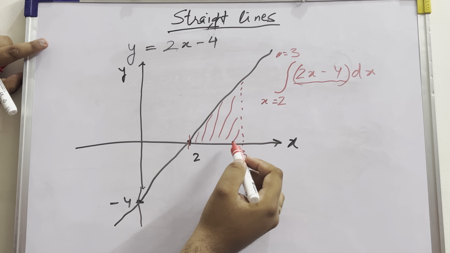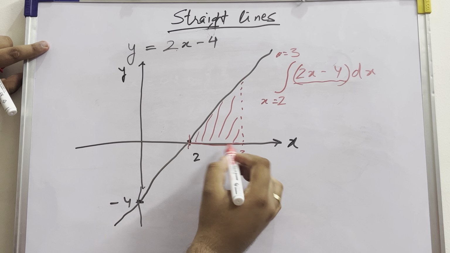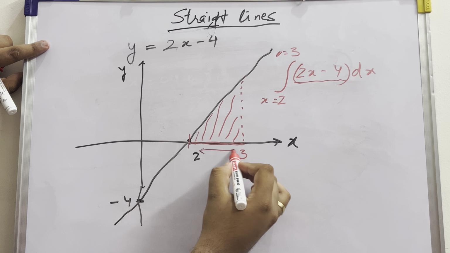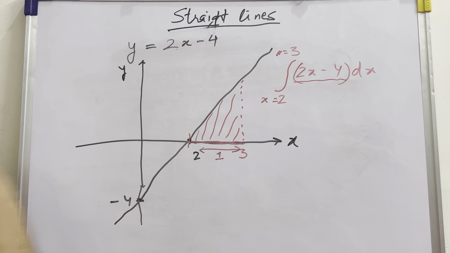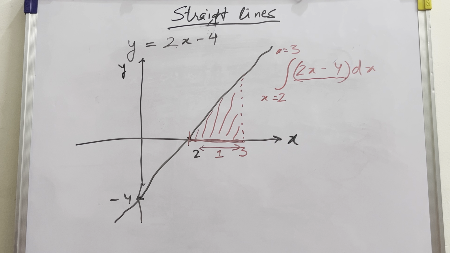Now finding the area under this curve is very easy. I'll tell you how. Basically this is a triangle. What is the base of this triangle? The base is basically the total distance, how much is this? 1. Very clear to you? And what is the height? We have to find the height of this triangle. Finding the height of the triangle is also easy.